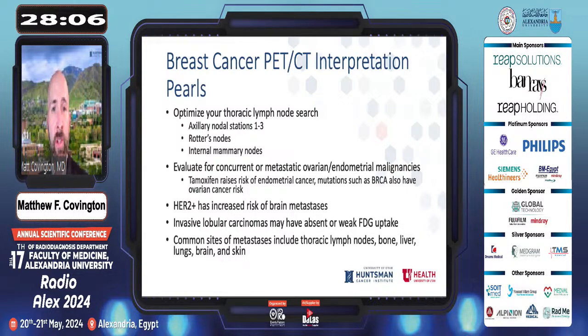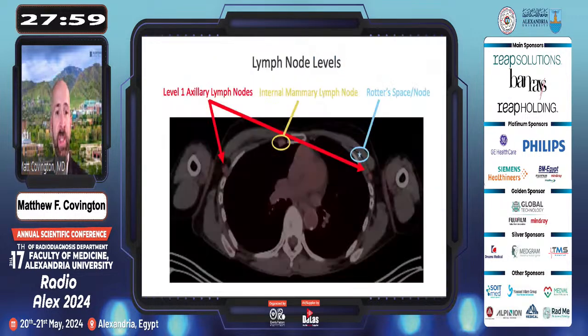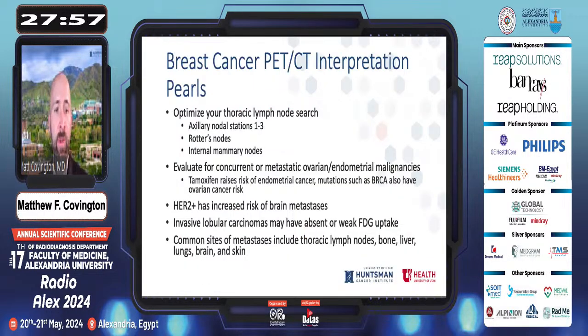One pearl with HER2-positive breast cancers is that these are really the ones that have the highest rate of brain metastases. So you want to evaluate the brain very carefully with HER2-positive breast cancers. They will often also have an MRI ordered by oncology.